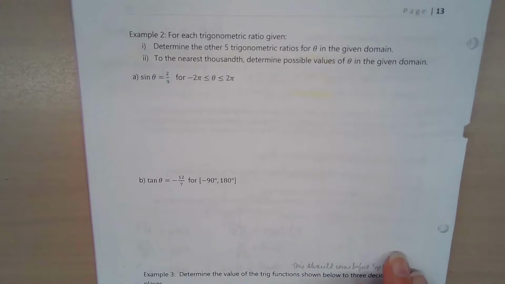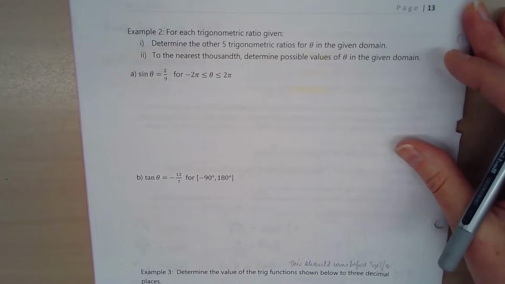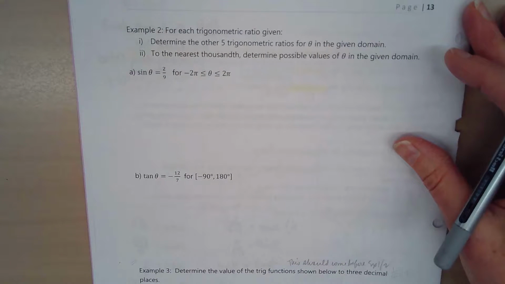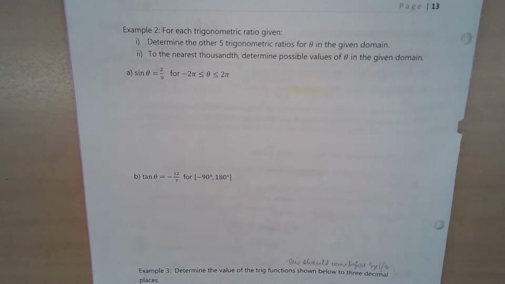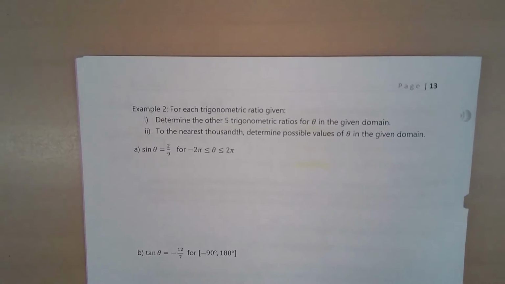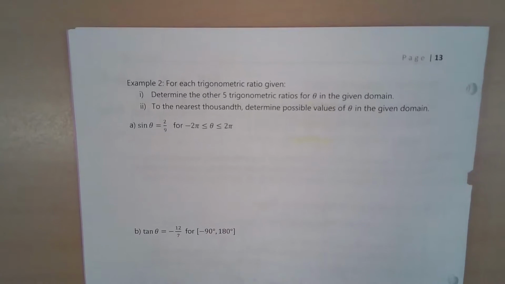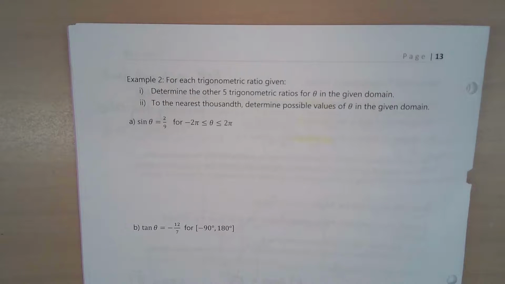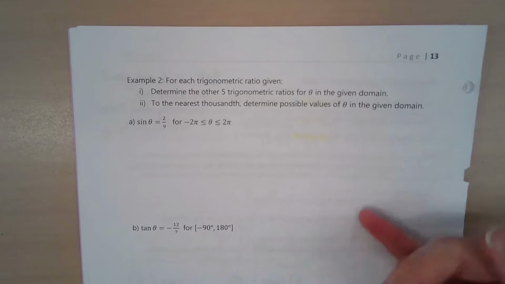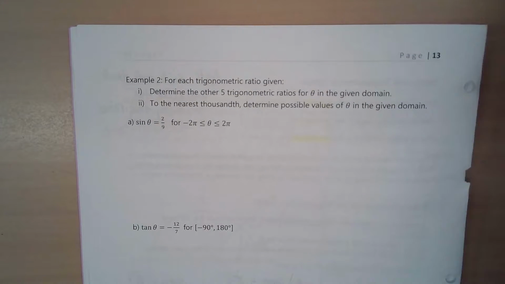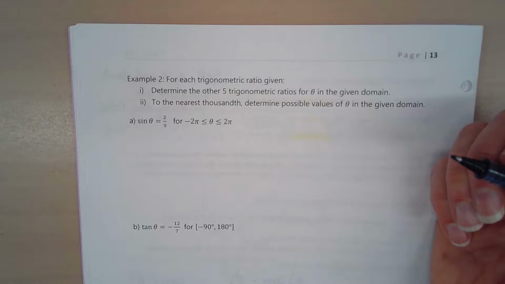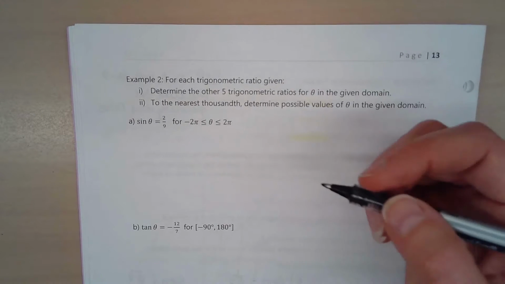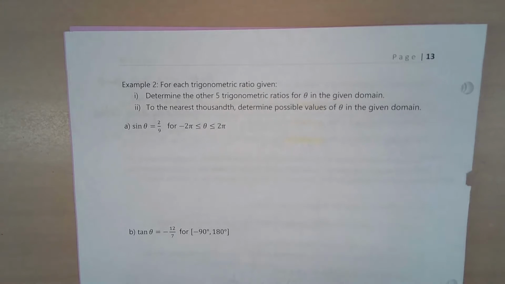For each trig ratio, determine the 5 other trig ratios for theta in the given domain and solve for the angle. Okay? So this is kind of interesting. So let's look at this closely. This time, I didn't give you a point, right? I actually gave you a ratio. So you have one of the ratios given to you. And by the way, I didn't even give you the quadrant.